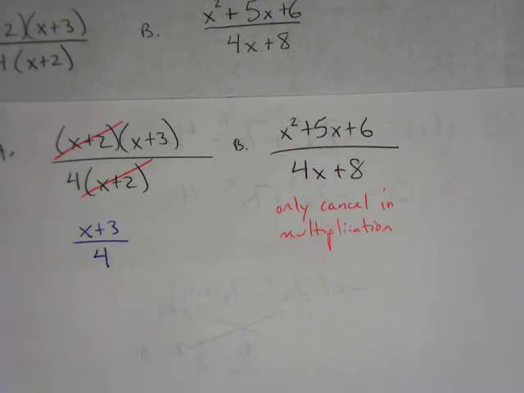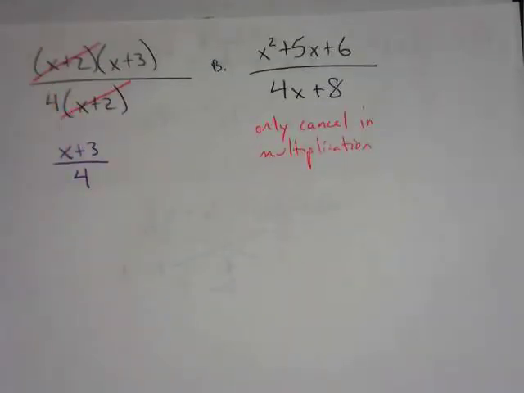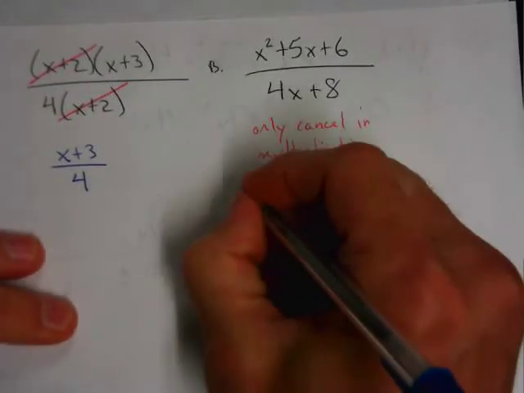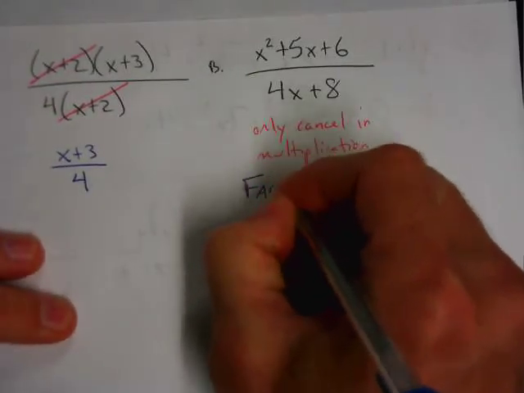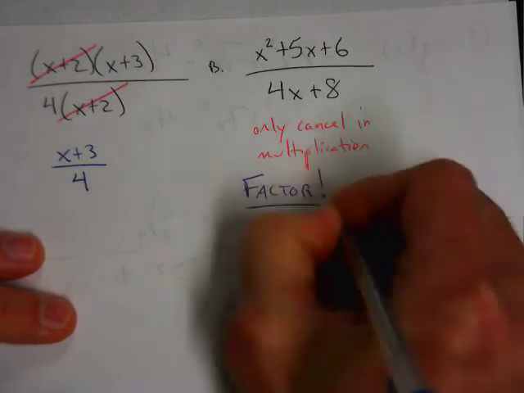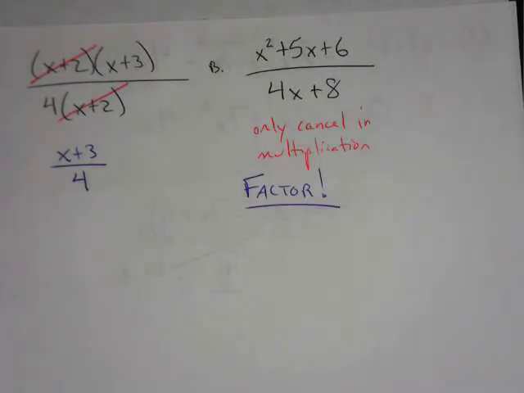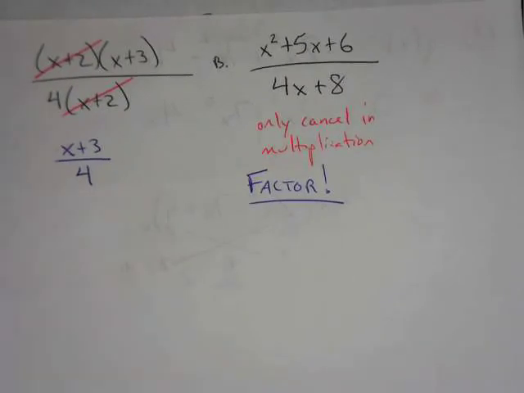So the question then is, if these things are not being multiplied, is there a way that we can show them as multiplication? And the answer is yes, we can. How do you show things in multiplication? You factor them. So we can factor the numerator and we can factor the denominator. If we don't see things in multiplication, we can look to factor things. Always look to factor things.